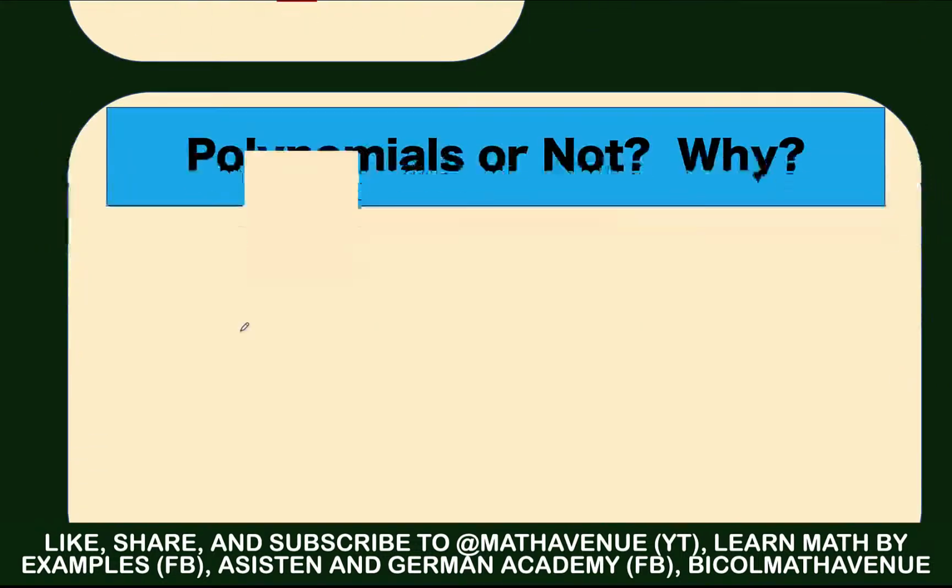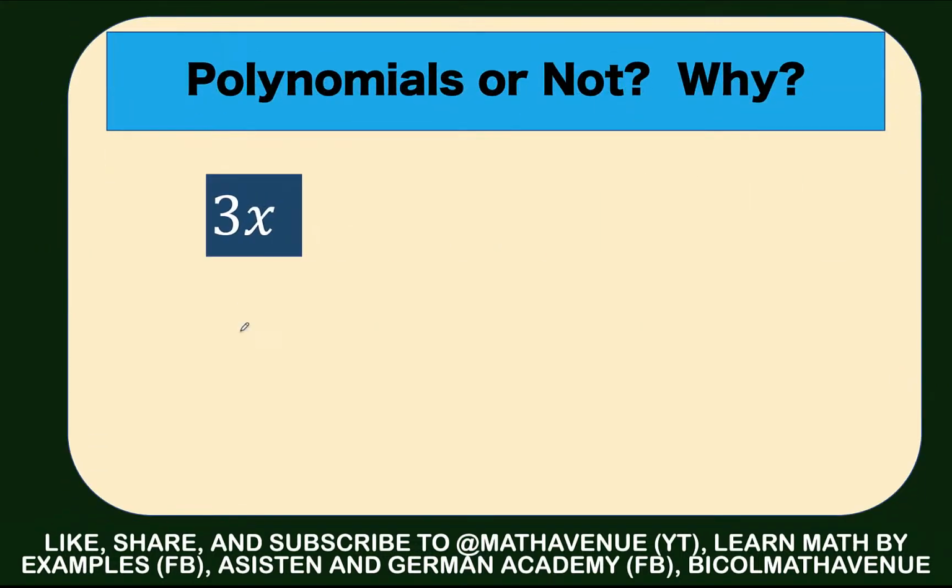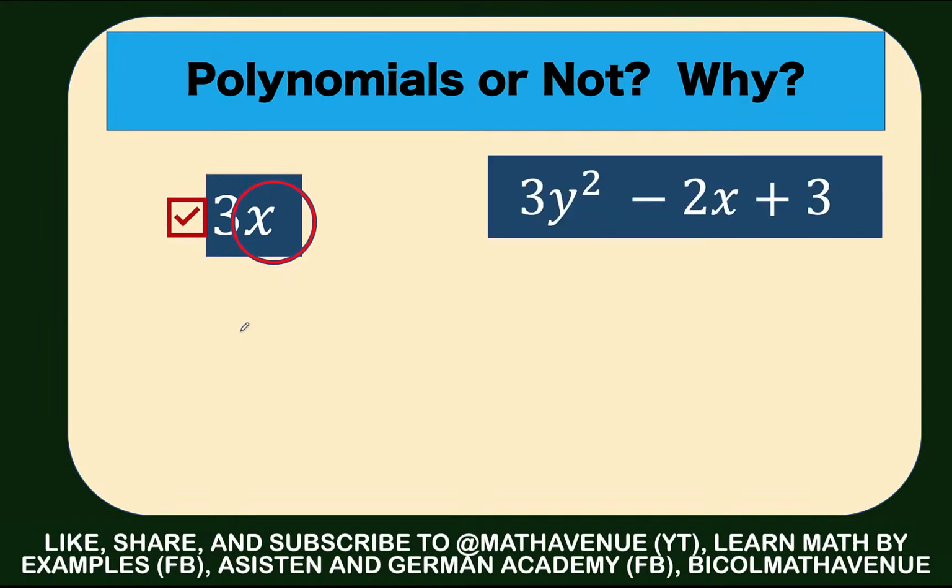Now, let's have more examples. How about 3x? Is this a polynomial or not? The answer is yes, because the exponent of x is 1, it's positive, it's whole number, and there is no division by a variable. 3y squared minus 2x plus 3. Is this a polynomial? Let's look at the variables. We have y raised to the second. This passes the test. X, it also passes the test of a polynomial. And therefore, 3y squared minus 2x plus 3 is a polynomial.